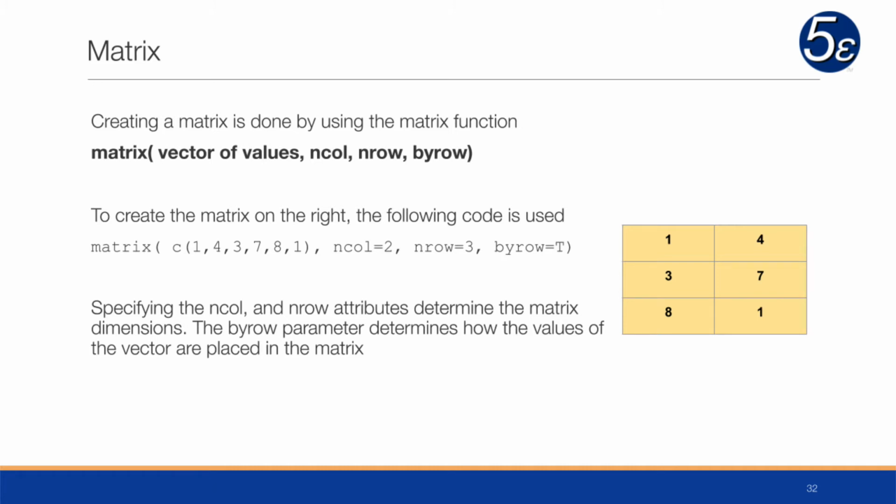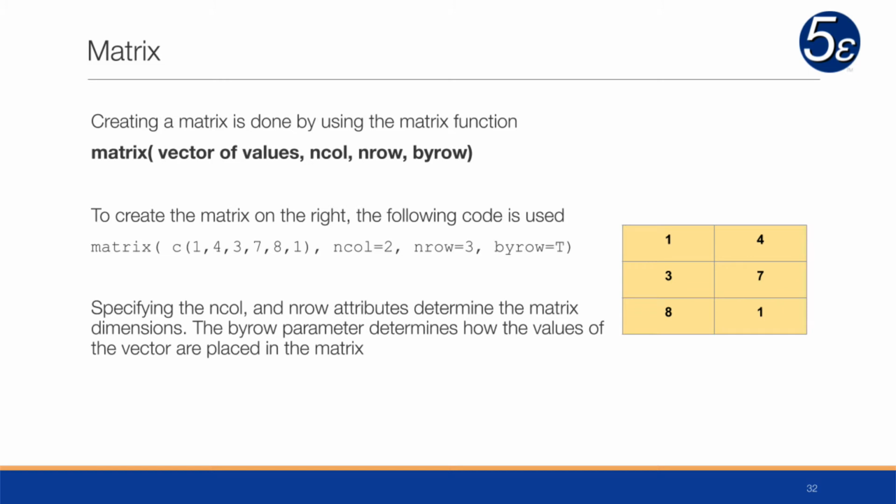To create the matrix on the right, the following code is used. We have matrix, followed by the vector 1, 4, 3, 7, 8, 1. Number of columns is 2, number of rows is 3, and we're going to put the information in by row, which means the 1 and 4 will go in row one, then the 3 and 7, then the 8 and 1. If we change byrow to false, it would put the 1, 4, 3 in the first column and the 7, 8, 1 in the second column.